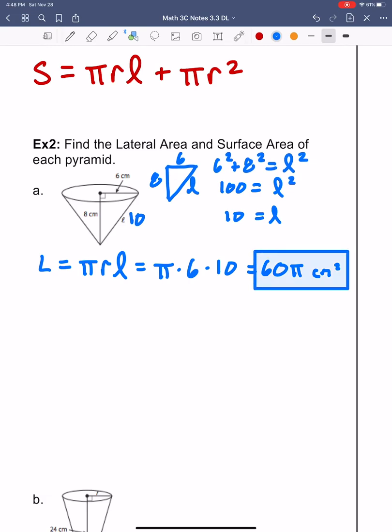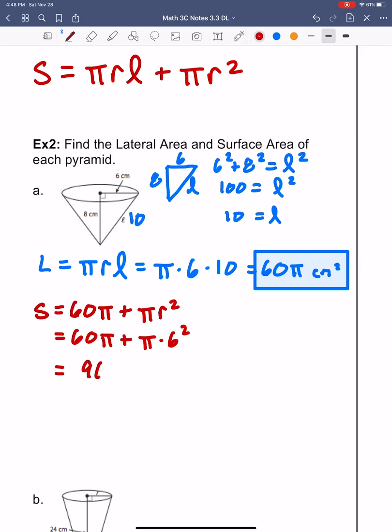And now to find the surface area, we're going to take the lateral area, which is 60 pi, and we're going to add the area of the circle, pi r squared. So that's going to be 60 pi plus pi times 6 squared, which is going to give me 60 pi plus 36 pi, and that's 96 pi centimeters squared.